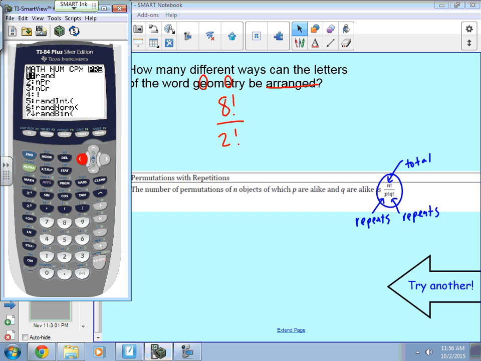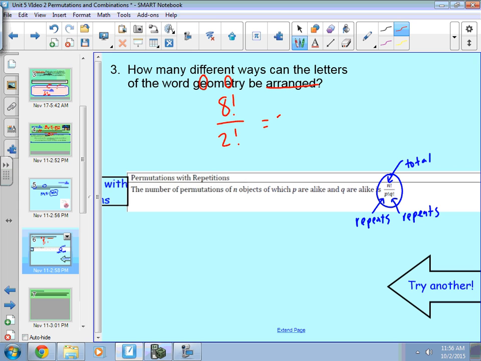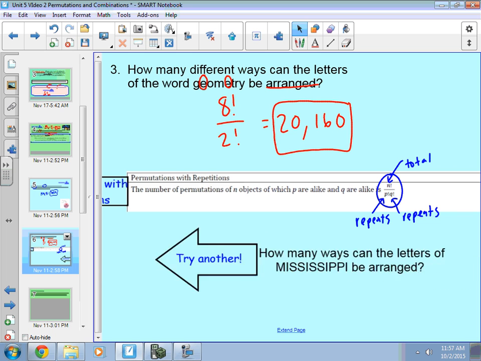So if we divide this out, it looks like the number of ways of doing this is 20,160. That's the number of different ways of arranging it, where if we just switch, say, the 2 e's, that's not being counted. Let's try another one of those with repeats.